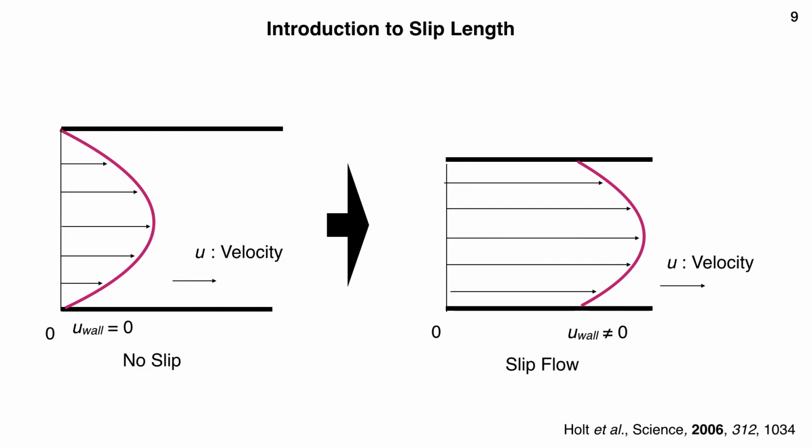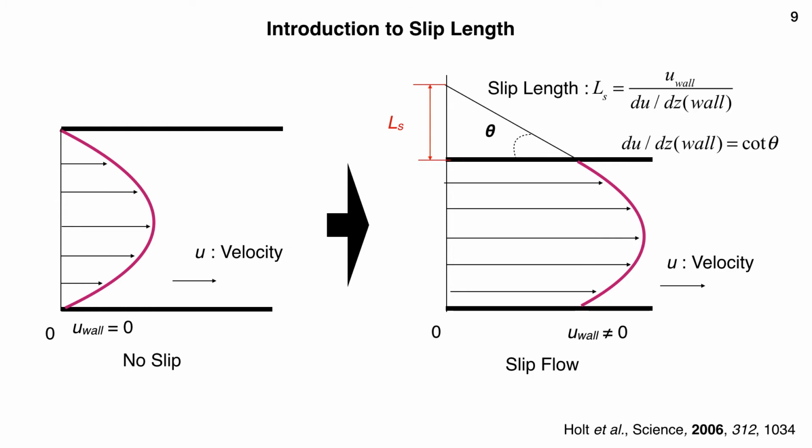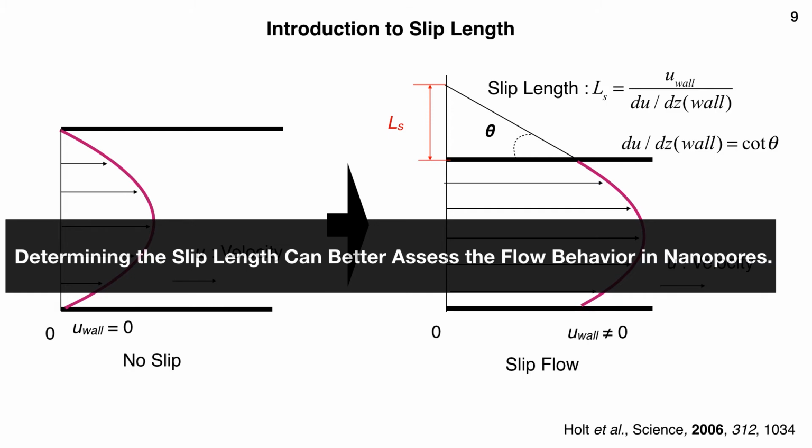Here is the schematic diagram of the velocity profile with surface slippage. In order to quantify such slippage, scientists use the slip length, which is the distance at which the linearly extrapolated velocity reaches zero. Undoubtedly, determining the slip length can better assess the flow behavior in nanopores.